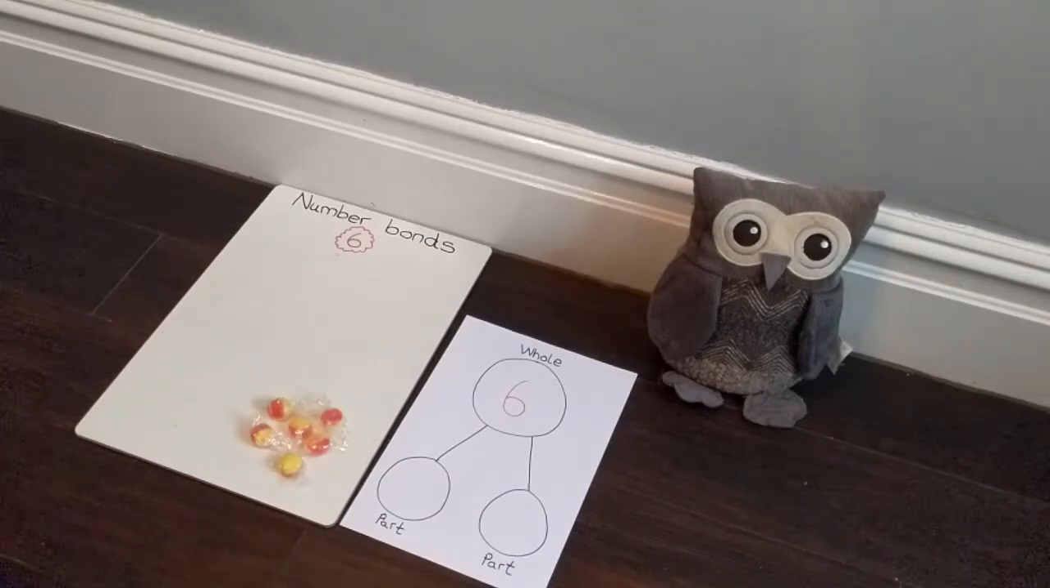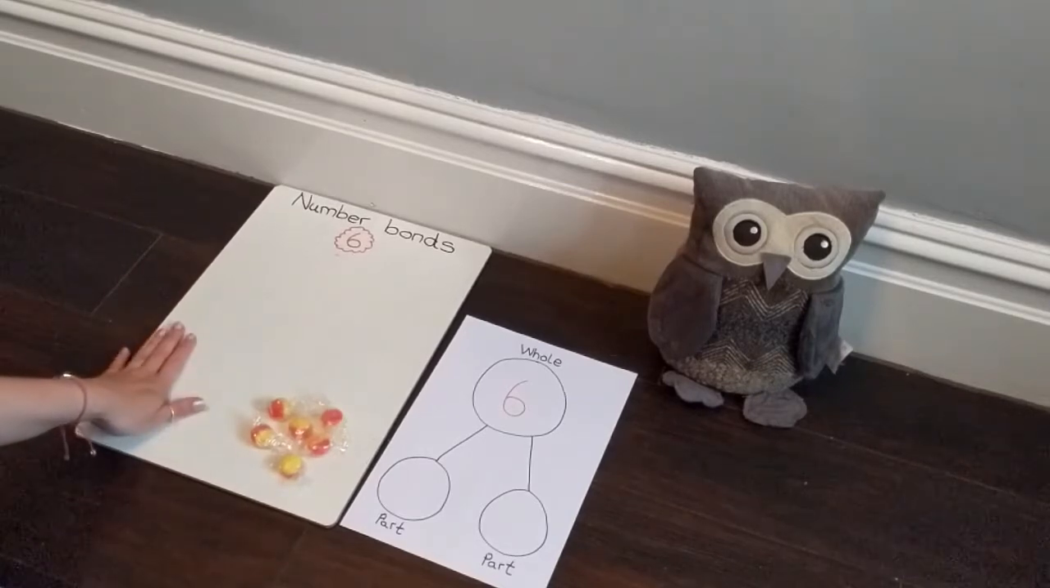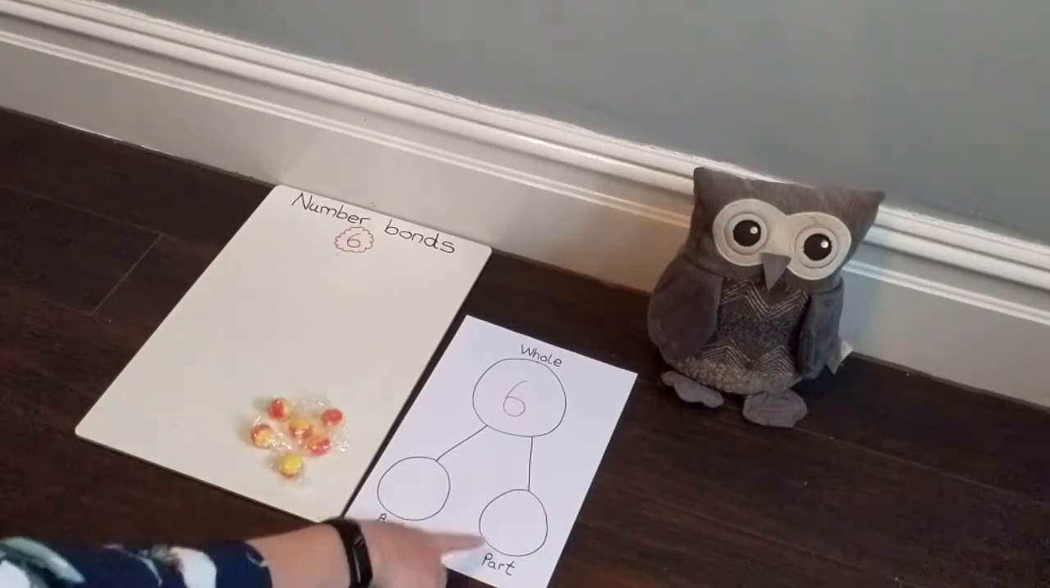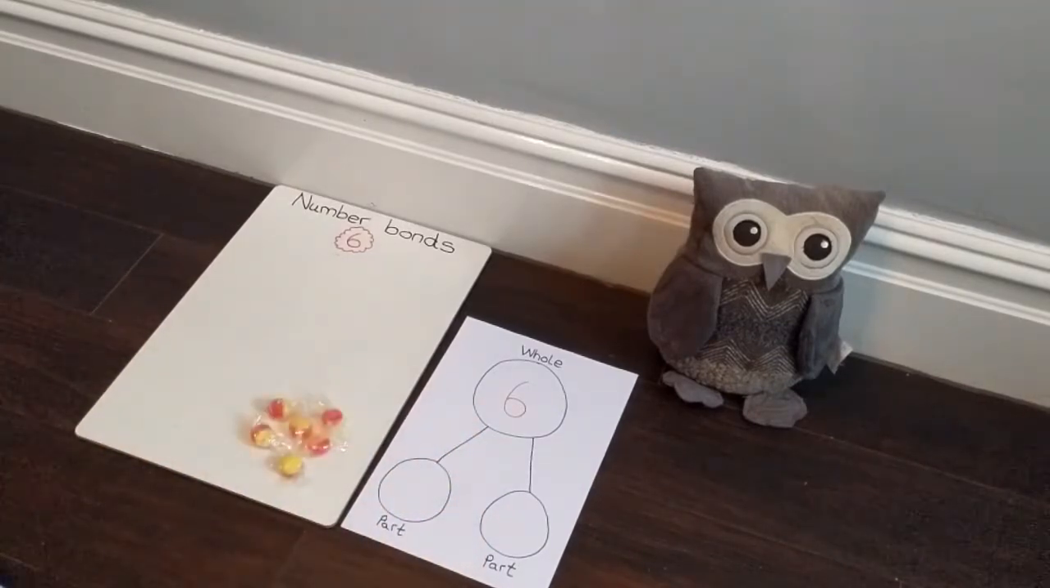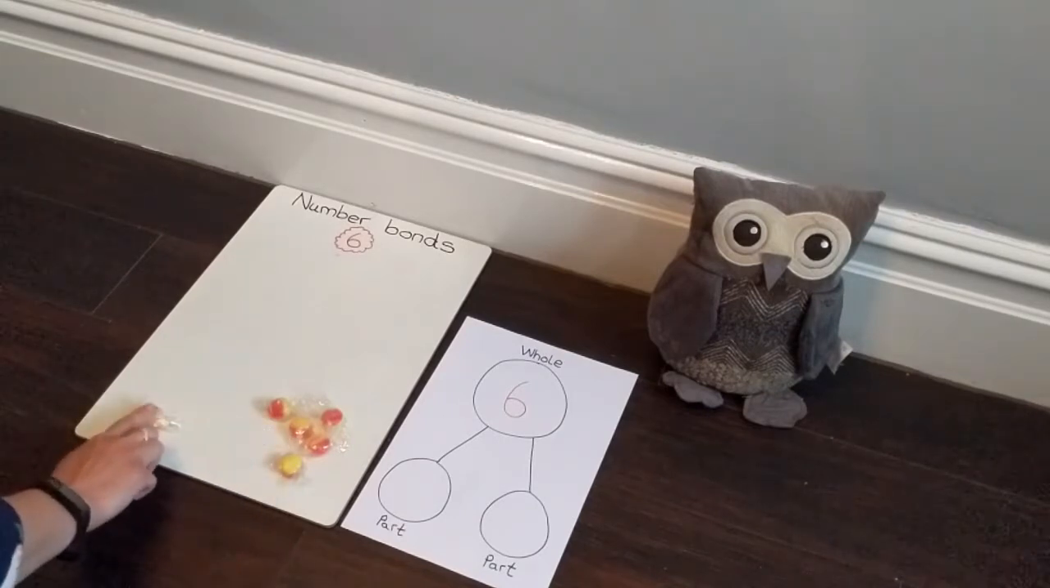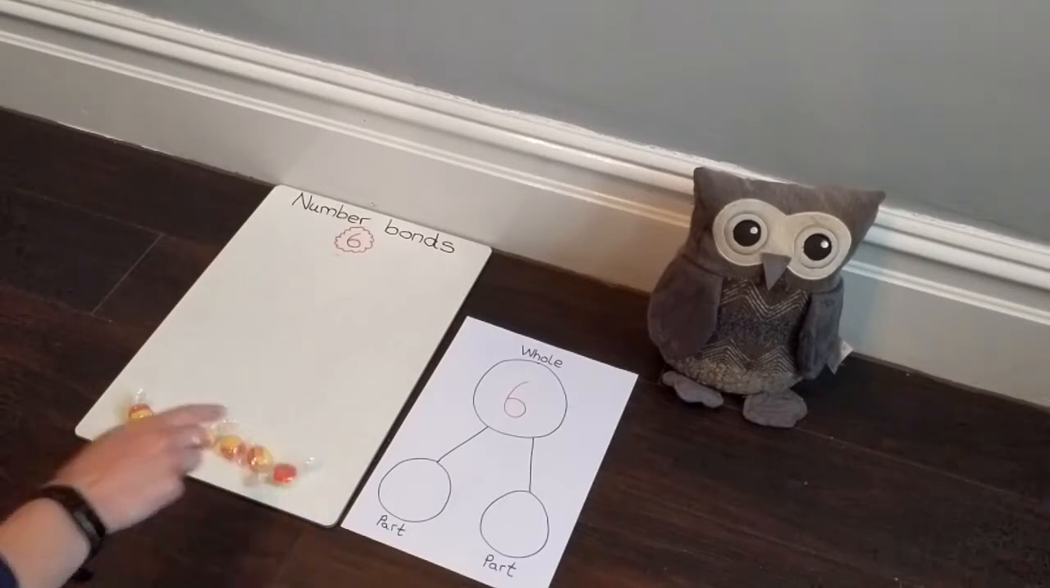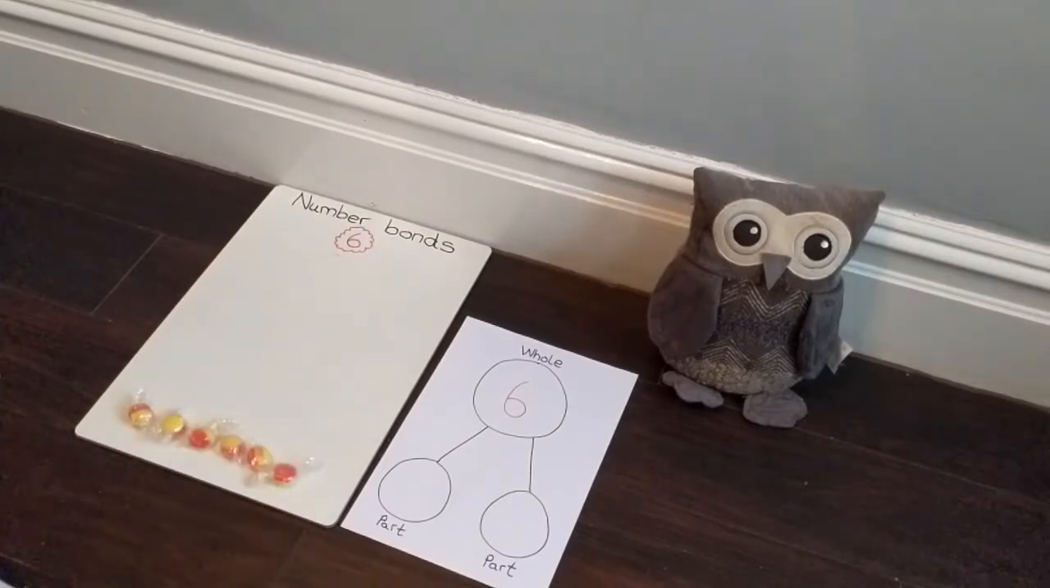I have a whiteboard in which we'll write down our number sentences and our calculations together, and I have a part whole, remember part whole, and I have 6 sweets. 1, 2, 3, 4, 5 and 6. Throughout this session today, our whole will remain the same. It will remain with the value of 6. We will not be increasing or decreasing this value. Our whole will always be 6.